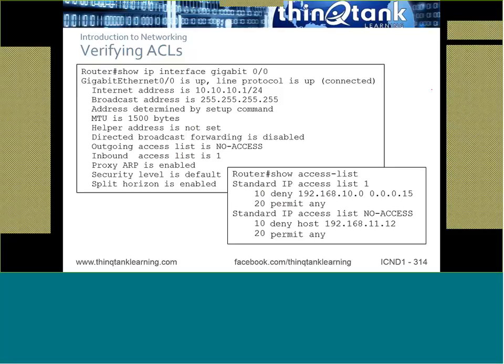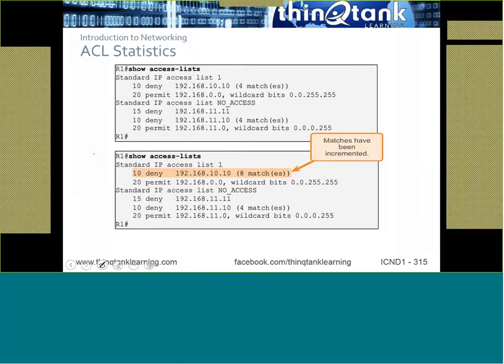How do I verify my access list? We already saw the show access-list command. We can also do a show IP interface command. Show IP interface will tell me if I have an outgoing or an incoming access list on an interface. All right. We also see some match conditions. This is how I was telling you that you could actually use the show access-list command to see if packets are matching an access list. Notice here we see 4 hits, 8 hits, and so on. We don't know which hosts matched the rule, but we know that those rules were being matched.